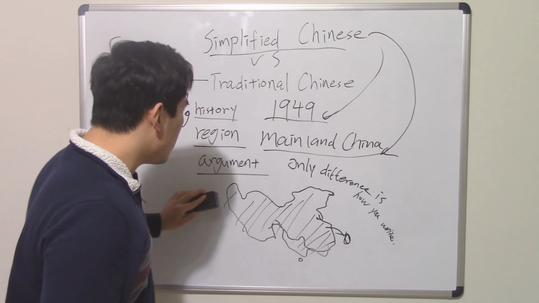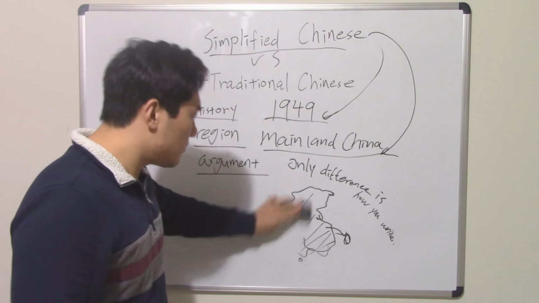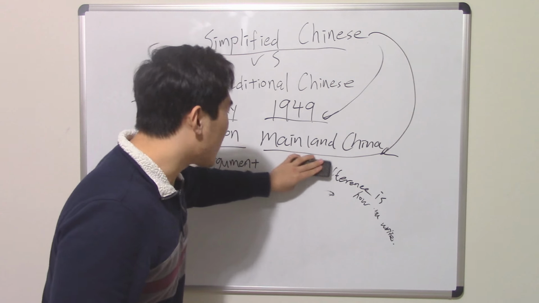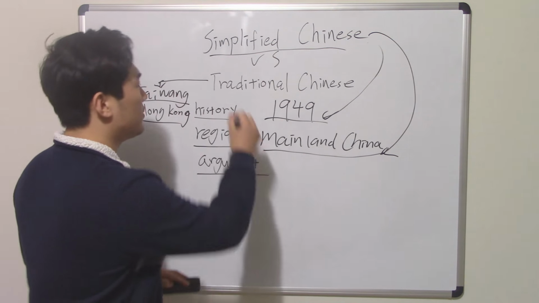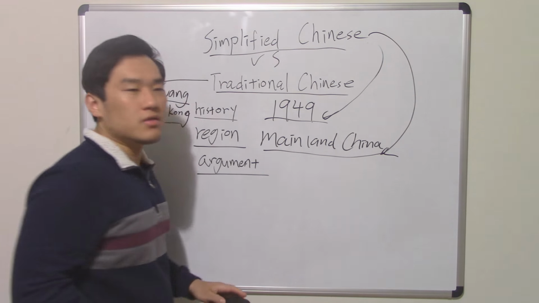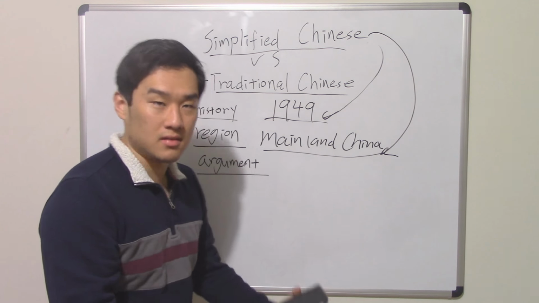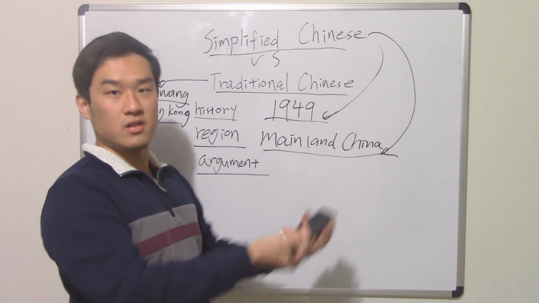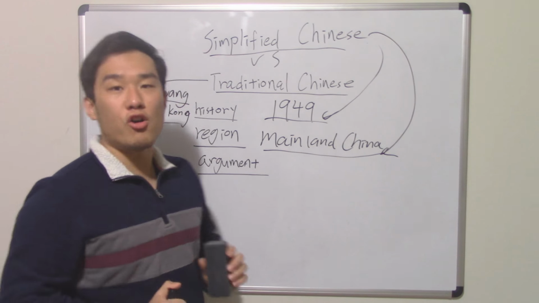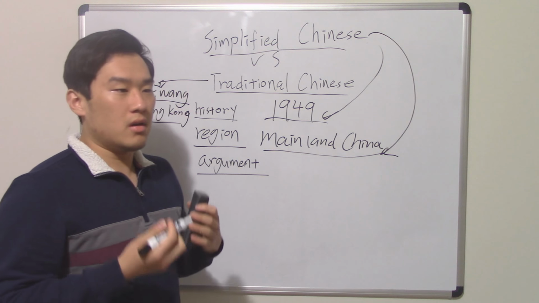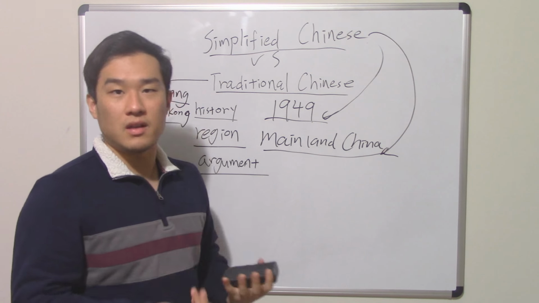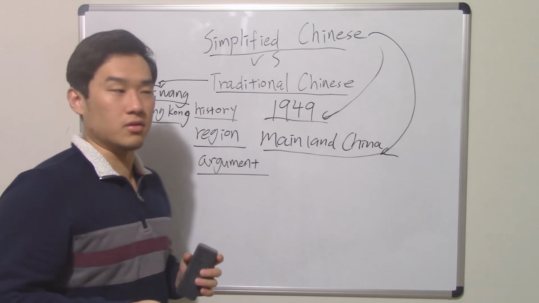So the argument will be, should Chinese go back to using traditional Chinese, because they did simplify the Chinese. That's why Chinese became much easier. But some people argue that simplified Chinese lost the meaning of the original Chinese word.